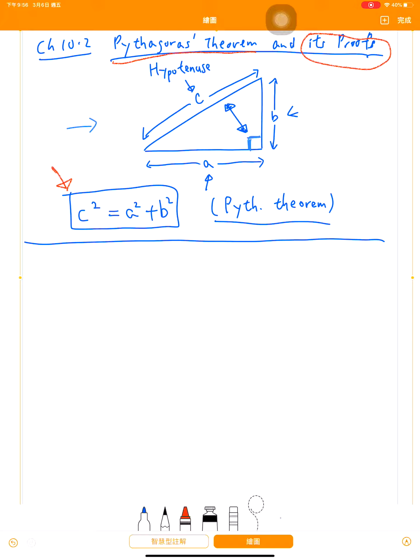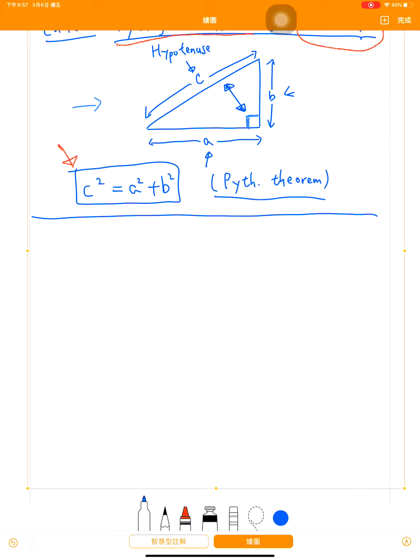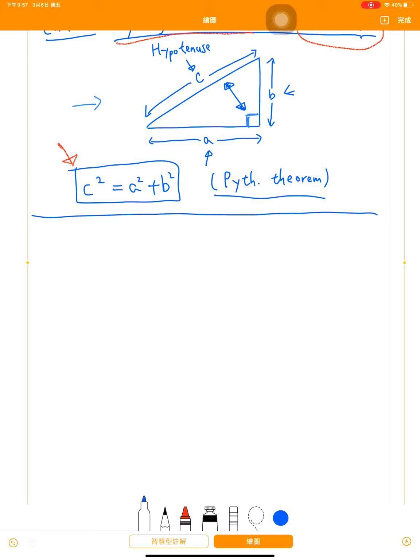Okay, so first of all, for example, I use the same triangle. That is A, B, and C. For this triangle, when we want to consider the area, we can use 1/2 times the base, this one, and then times the height, this one, right? And then we simplify, we can get AB/2, right?